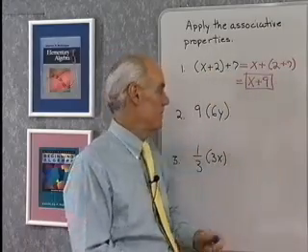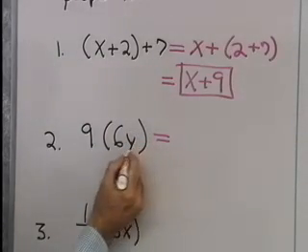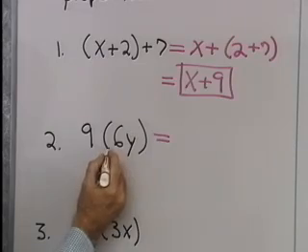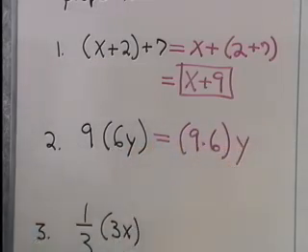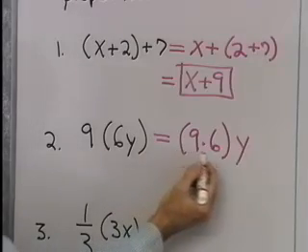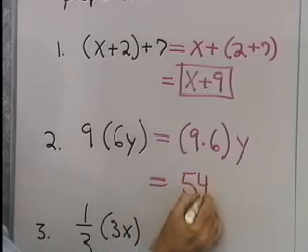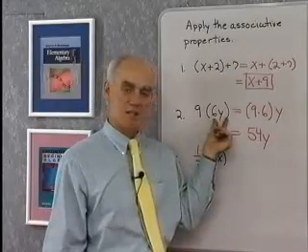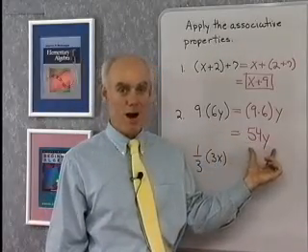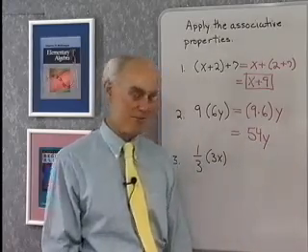Here's our next problem. 9 times 6y, okay. In parentheses is 6 and y, so what I want to do is change the grouping to 9 times 6 and all that times y. So the associative property changes the grouping. 9 times 6 is 54 times y. So the reason why 9 times the quantity 6y comes out to be 54y is because of the associative property of multiplication.